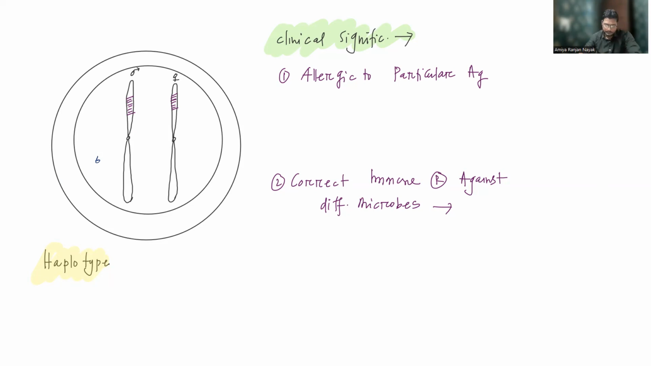And what do you mean by haplotype? Haplotype means the set of MHC genes which are present on a particular allele. If you take chromosome 6, of course, it has 2 chromosomes. In one particular chromosome, whatever set of genes we have for the MHC molecule, that set of genes is known as a haplotype. So haplotype is nothing but a set of genes on a particular allele.